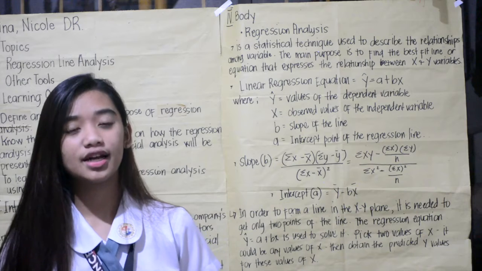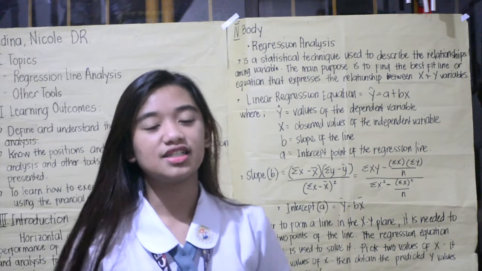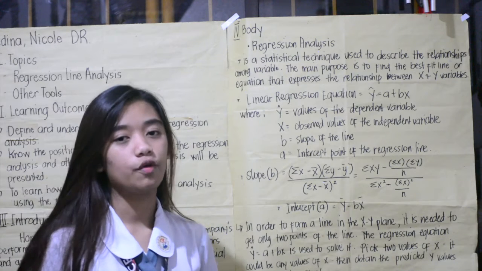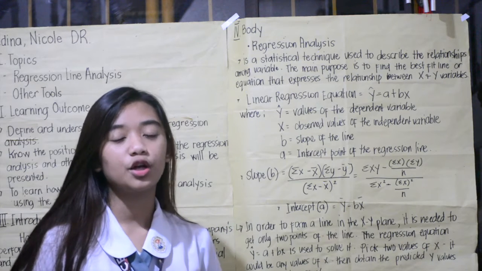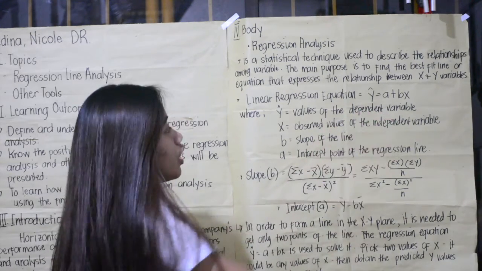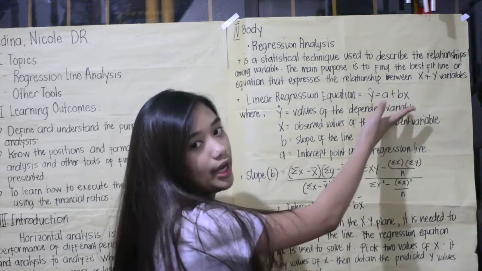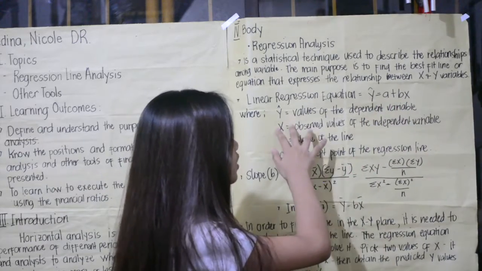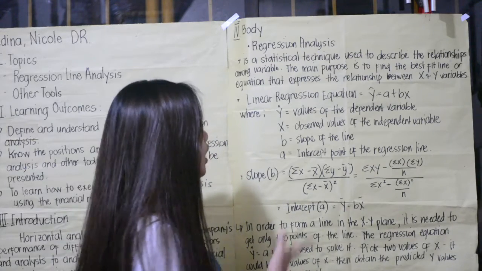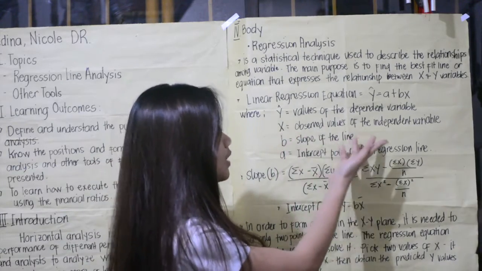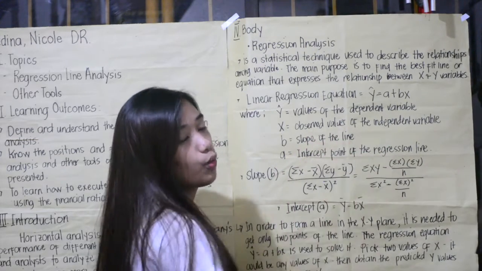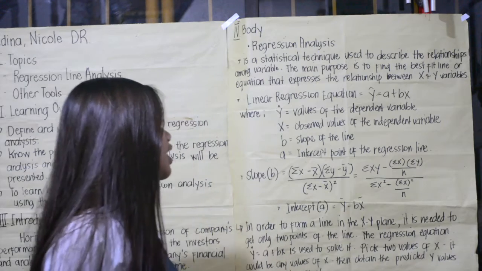So first, what is regression analysis? Regression analysis helps predict a value of the dependent variable by using the value of the independent variable. It is calculated using the formula of the linear regression equation, wherein y is equal to a plus bx. Y represents the value of the dependent variable or predicting variable, while x represents the independent variable. B serves as the slope of the line, while a is the intercept point of the regression line.